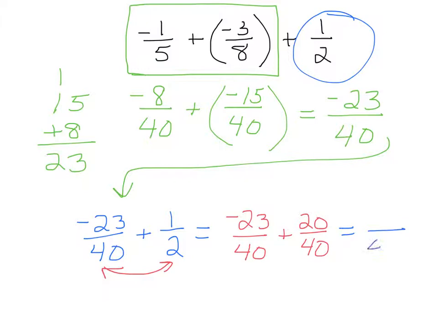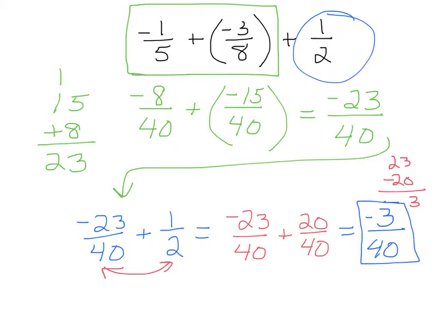Our denominator is a 40. Our signs are different, so we're actually going to subtract. So I'm going to do it up top here. We're going to do 23 minus 20, and that will give us a 3. So I know it's going to be a 3, and because the bigger absolute value is negative, our sign is going to be negative. So negative 3 over 40.